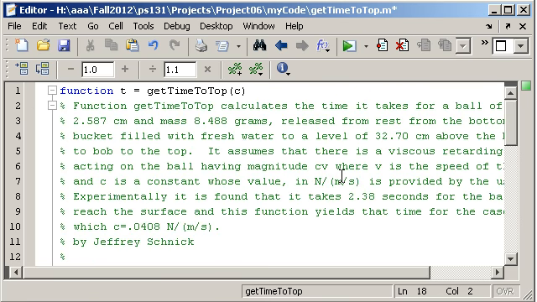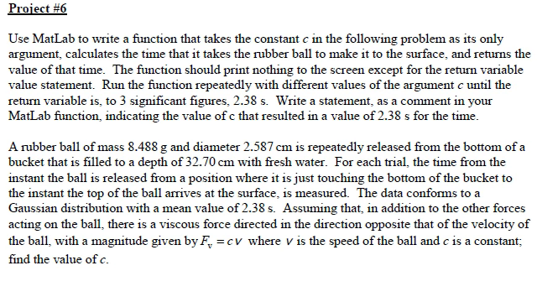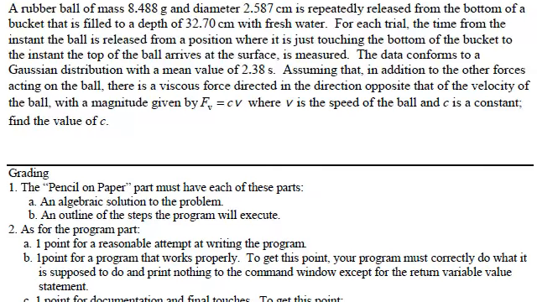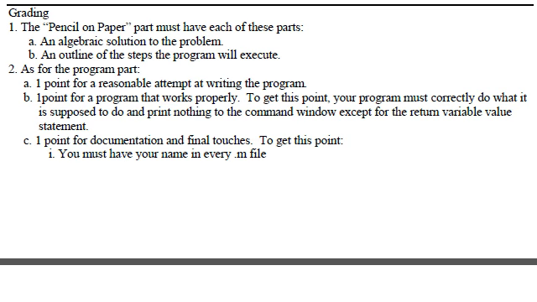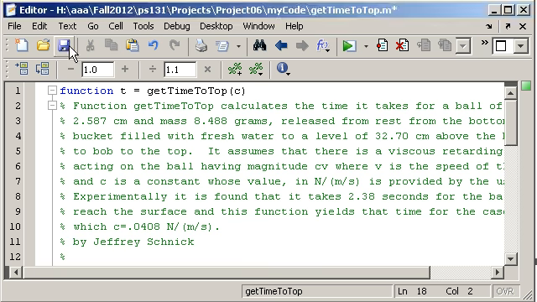Alright, at this point it's time for me to look at the checklist. So, an algebraic solution of the problem. You got that outline of the steps. Not a perfect outline, but it's supposed to be one for writing the code. I did fix it up a little bit afterwards, but the code turned out to be a tiny bit different from that. But it's okay. Reasonable attempt, I think I did that. Works properly. Print nothing to the command window. Let's make sure that's the case.